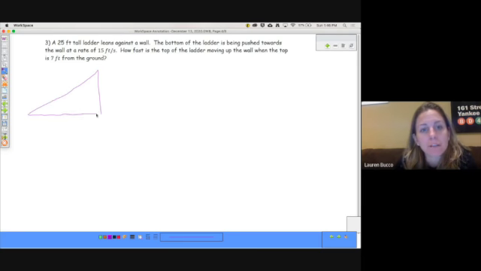Okay, so we know the ladder is 25 feet. And that actually is something that can't change. That's going to be a constant throughout the problem. It's not like the ladder's length can all of a sudden just change. So that's going to be a constant.